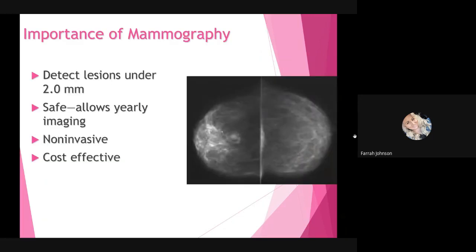All right, so the importance of mammography. Well, of course, we want to try to detect lesions under 2 millimeters. Mammography is very, very sensitive when it comes to evaluating any type of malignant or benign lesion within the breast tissue. It's relatively safe, which is why they recommend yearly screening imaging. It is non invasive and it is cost effective.